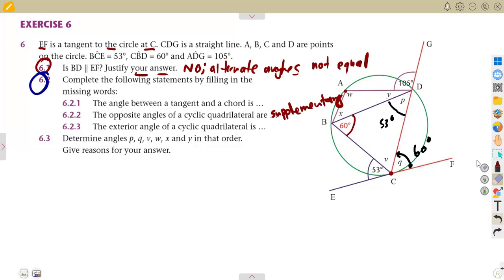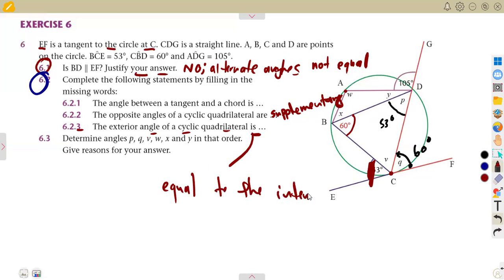Another part that you're given, the exterior angle of a cyclic quadrilateral is equal to the interior opposite angle. I don't know the way that you're going to take there. So they are equal to the interior opposite angle, or the opposite interior angle.